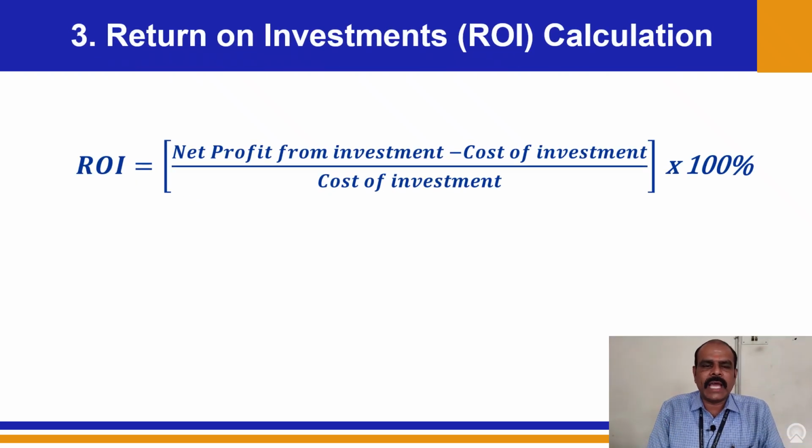What is the formula to calculate it? The formula to calculate return on investment is: net profit from investment, a net profit, not the gross profit, minus cost of the investment, divided by cost of investment, into 100. Therefore, we get the value in terms of percentage. The answer we get will be in terms of percentage. So ROI will always be in terms of percentage, and the greater the value, the more the returns, and the meager the value, the lower the returns.